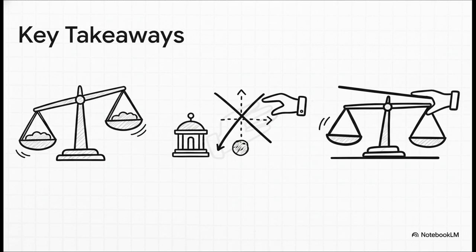Okay, so let's boil this all down. What are the big things to remember? First, equilibrium. That's the market's natural happy place, where supply meets demand. Second, the invisible hand. That's the amazing way the market fixes itself when prices are too high or too low. And third, price controls. Things like ceilings and floors, even with the best intentions, can really mess with that natural balance and create those unintended consequences like shortages or surpluses.